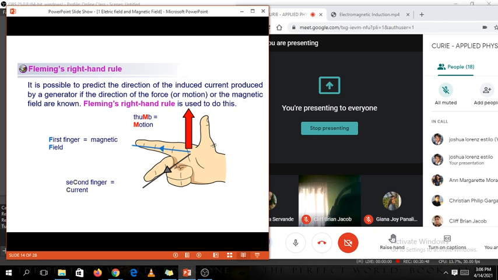So for example, if your thumb points to the left, with your palm facing you, the force points west. Then the magnetic field points downward, correct? And the current points towards you. So that is Fleming's right-hand rule. That is for the generator. But when it comes to the electric motor, we use Fleming's left-hand rule.